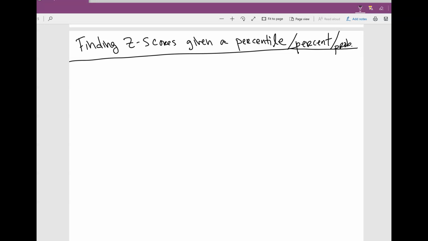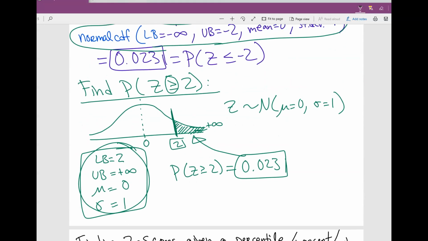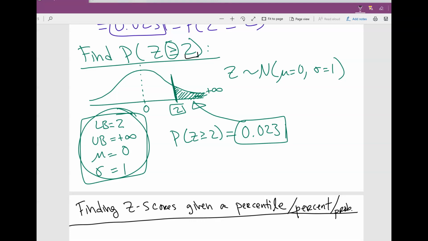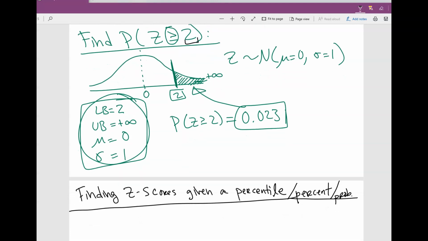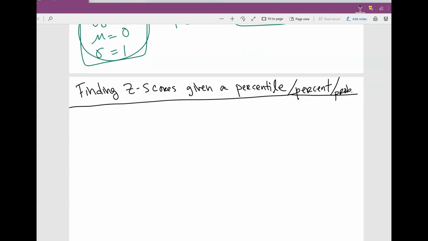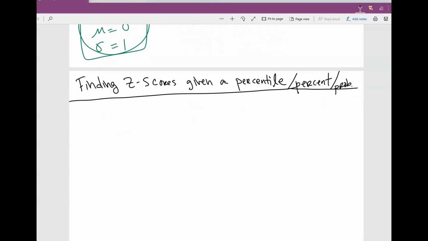So now what we're going to do is find z-scores given a percentile, percent, or probability. In the previous video, we were given the z-score and wanted to find the probability. Now we're going to be given the probability, and we want to find the z-score. So let's just do one more example of finding a probability before we get to the percentile.